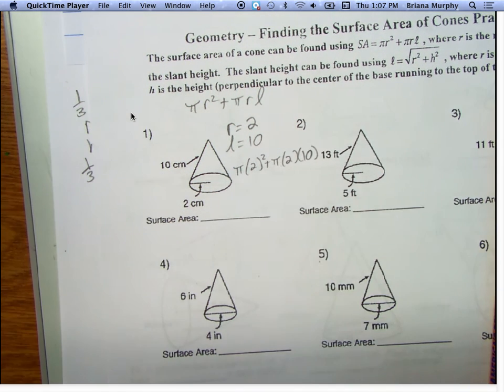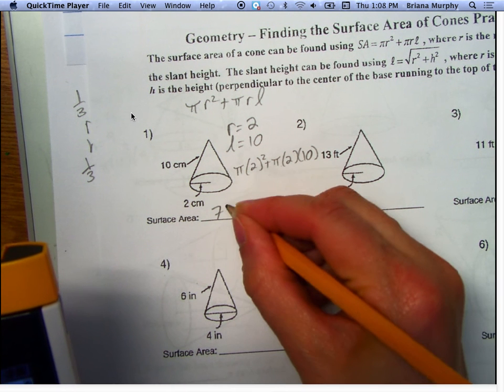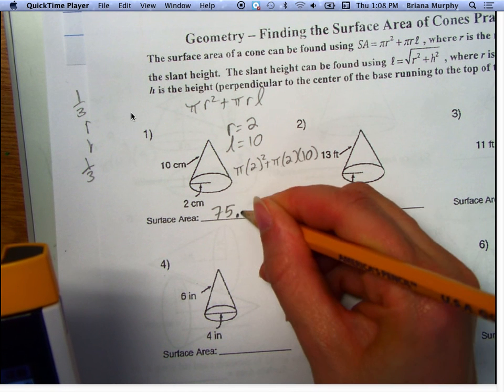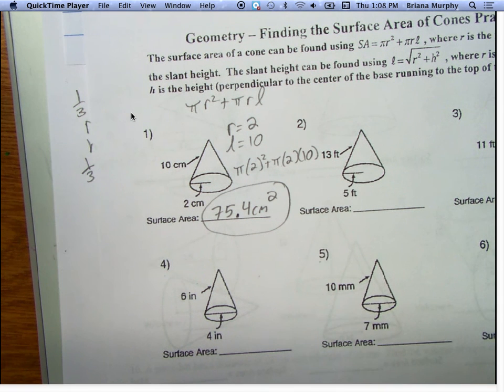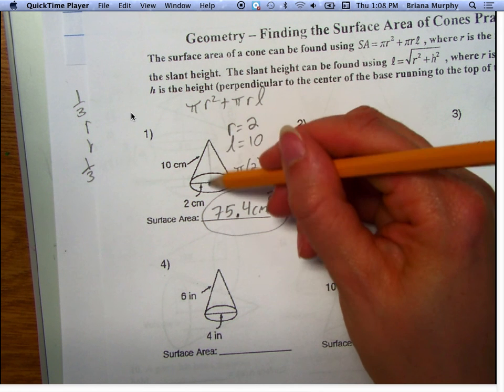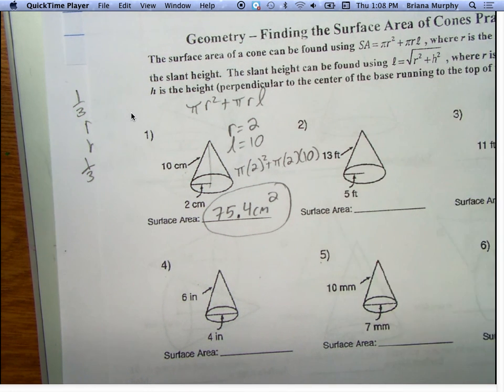I'm going to put that in my calculator. Pi times 2 squared plus pi times 2 times 10 gives us 75.4 centimeters squared. Remember, surface area deals with square. Okay? The only other kind of problems you have is if you have a height and not the slant height, and then you have to use Pythagorean theorem first to find it, or our new equation. Okay? Anybody have any questions about volume or surface area of cone?